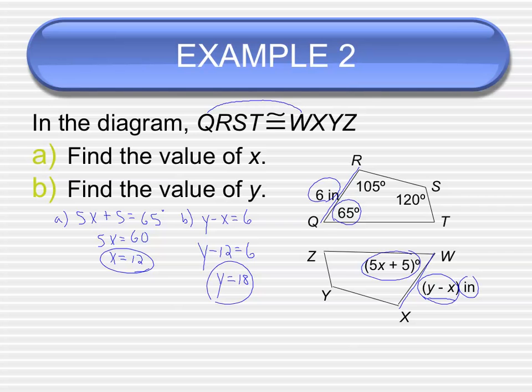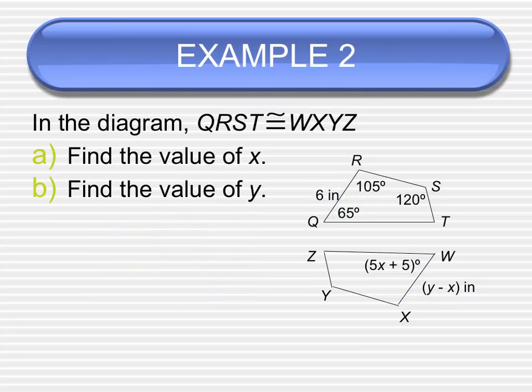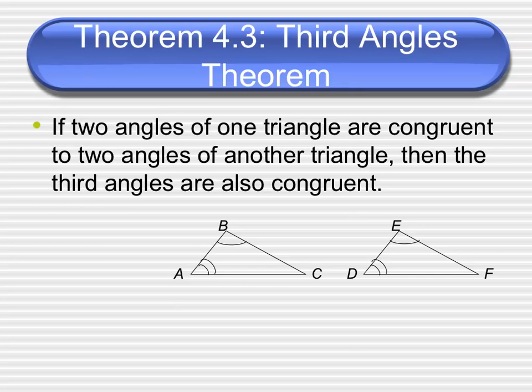Okay, and next we have what's called the third angles theorem. Third angles theorem says if two angles of one triangle are congruent to two angles of another triangle, then it must be true that the third angles are also congruent. The thing I love about geometry is that it's just so much logic.